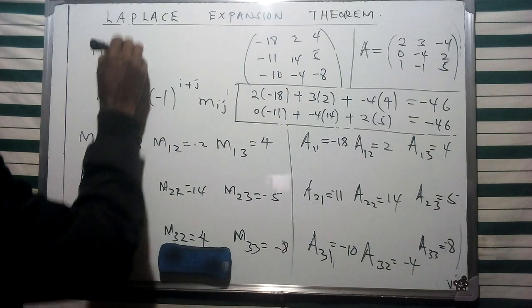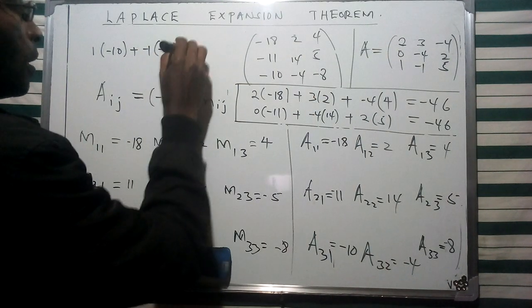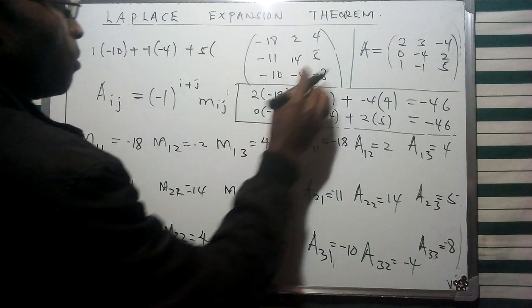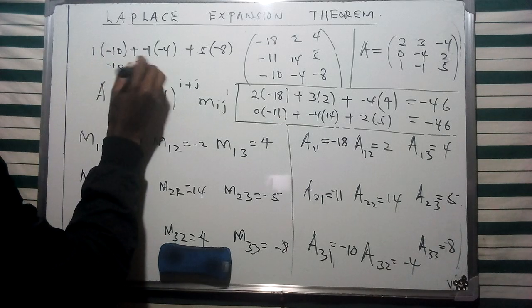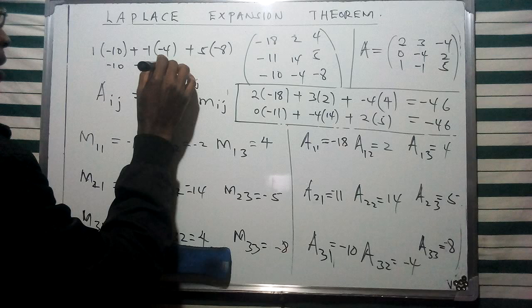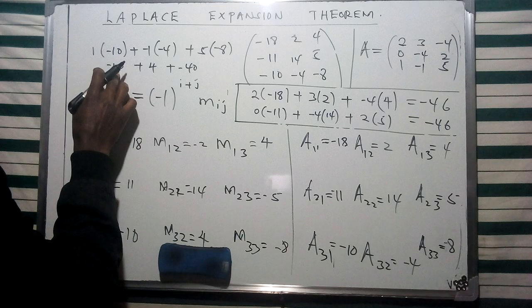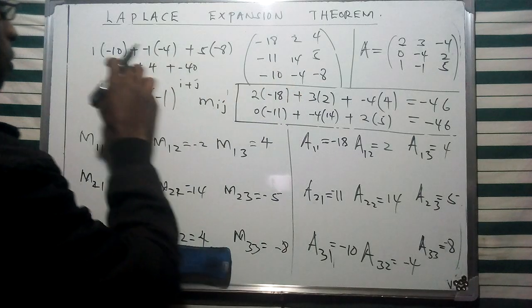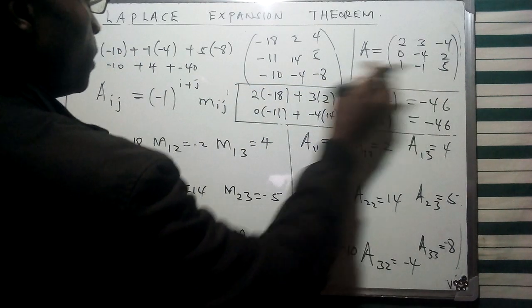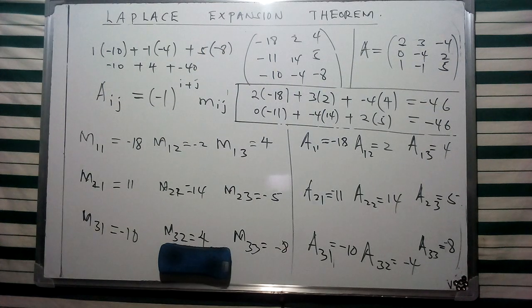Which is going to be 1 into negative 10 plus negative 1 into negative 4 plus 5 into negative 8. So this is going to be negative 10, plus 4, plus negative 40. So this basically is, okay, there's a problem somewhere. Let me check and confirm. So this is going to be negative 10, plus 4, and okay, let me check that one, so that there's of course a hitch somewhere.